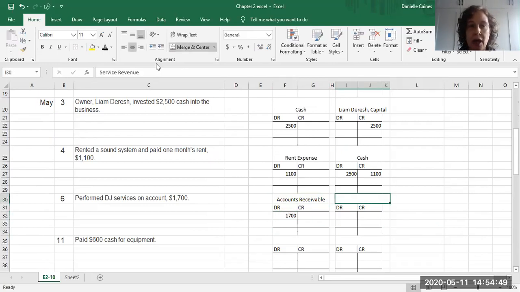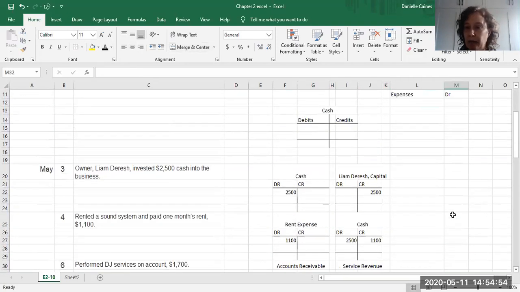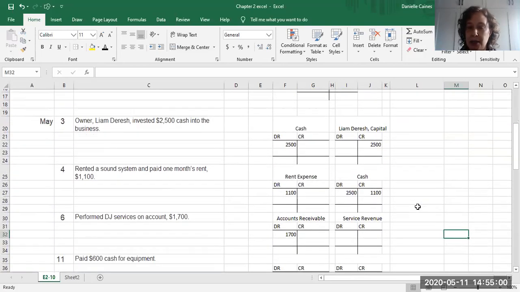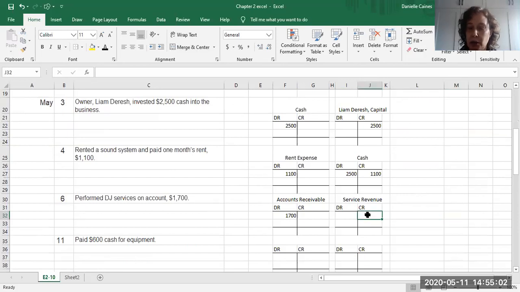And our other account was service revenue, because we performed services. Revenue is a credit account. So the normal balance of revenue, because it increases owner's equity, is a credit account. So we're going to credit our revenue, $1,700. Debit equals credit. So we have a debit, we have a credit.